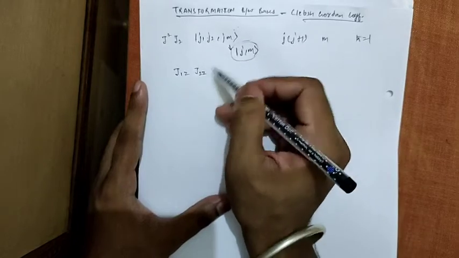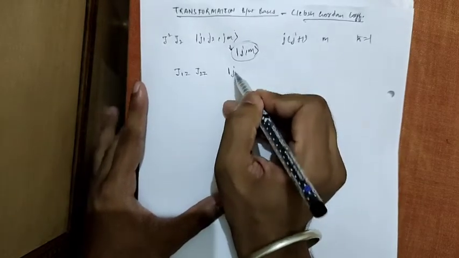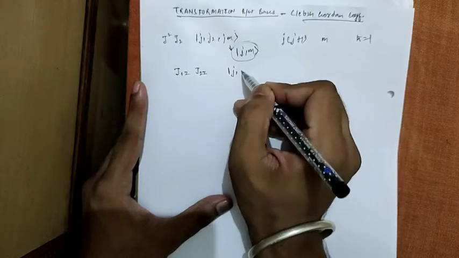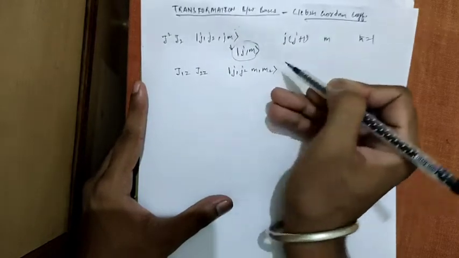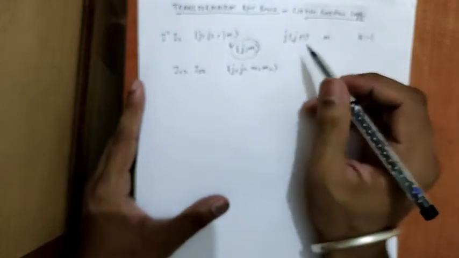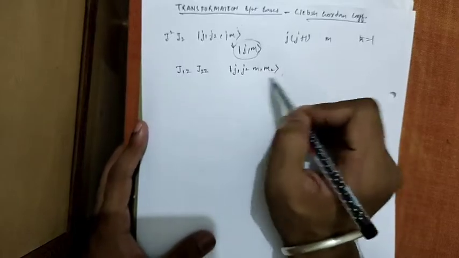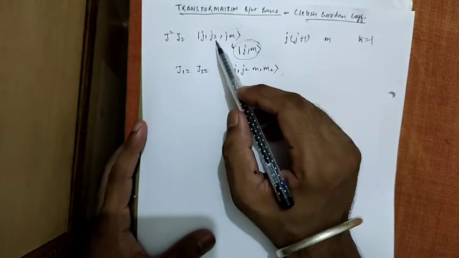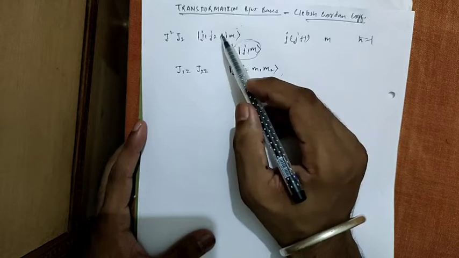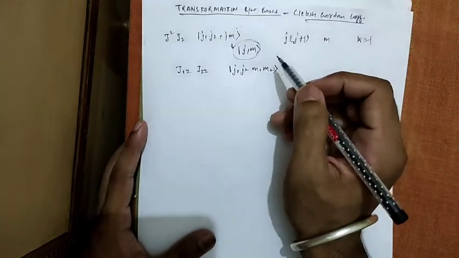Whereas the state for which they give fixed values is |J1, J2, M1, M2>. So we conclude that there must exist a transformation between them, as this state contains two subspaces, but the other state doesn't contain two subspaces.